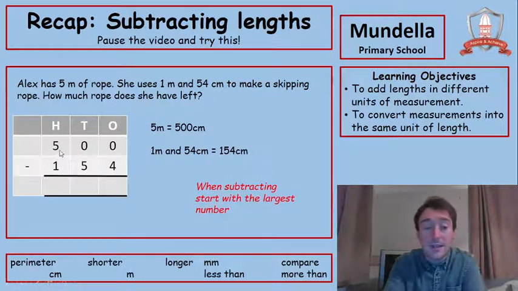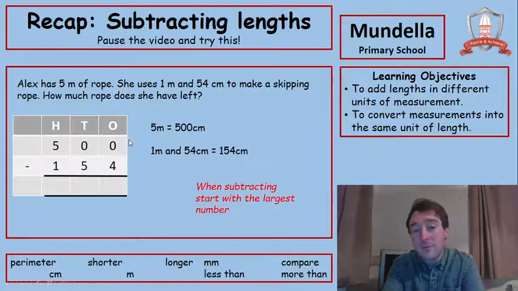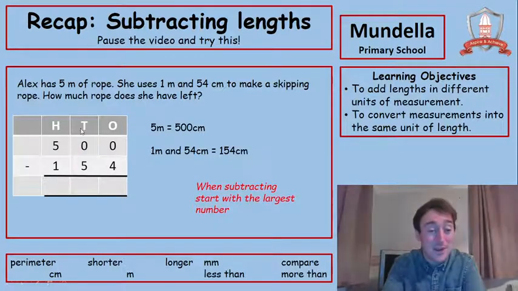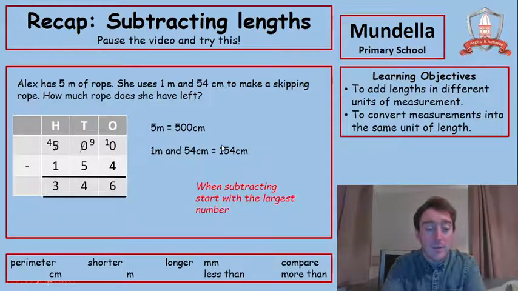We know that 5 meters is the same as 500 centimeters. So I'm going to convert that from meters into centimeters, 500, remembering to put it in the right column for place value. There's my takeaway symbol, my subtract symbol. And then 1 meter 54, which is what she used to make the skipping rope, is the same as 154 centimeters. So I put that in there as well. Always I put this here, when subtracting, start with the largest number. So we aren't going to put the 154 on top and the 500 underneath because it wouldn't work. Okay? We're going to put the biggest number on top. We're subtracting from that.